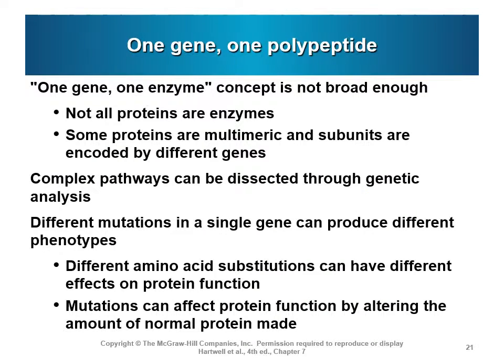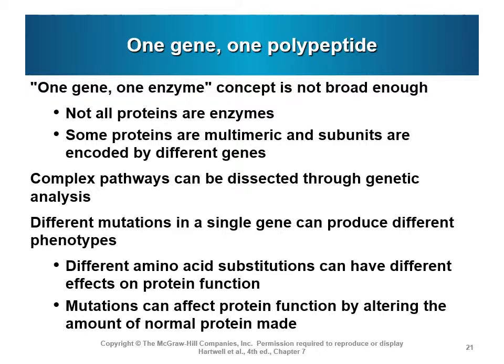Okay, now let's summarize what we have talked about today. One gene, one enzyme is a concept that is not broad enough. First of all, not all proteins are enzymes. Also, some proteins are multimeric, and subunits are encoded by different genes. As we have seen already, complex pathways can be dissected through genetic analysis. Also, we have seen that different mutations in a single gene can produce different phenotypes.